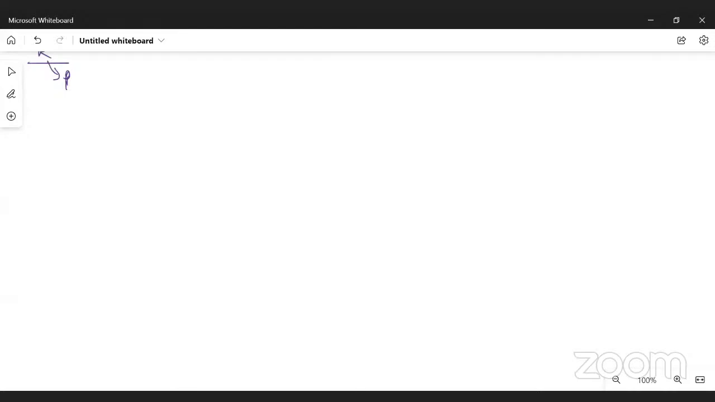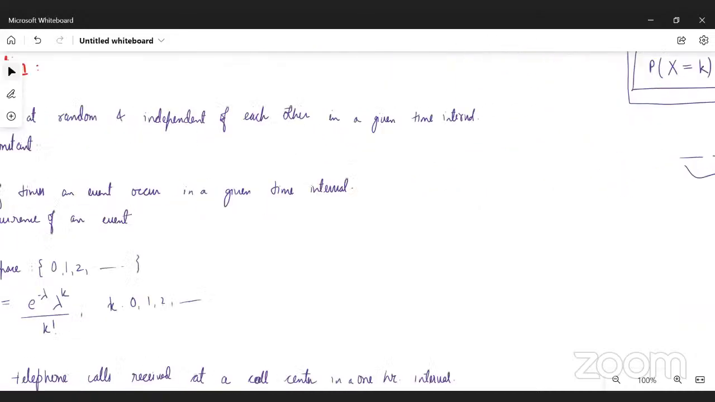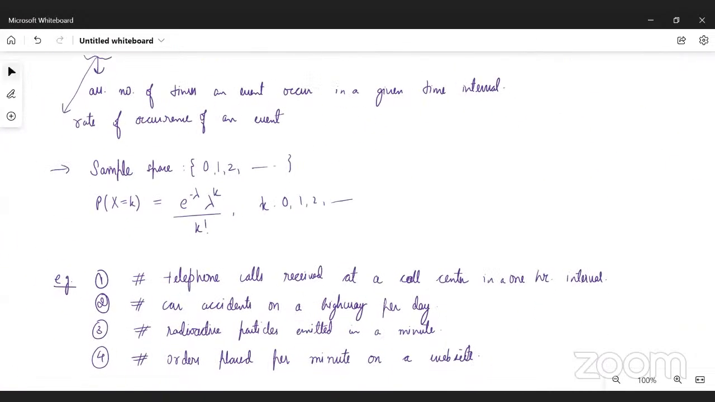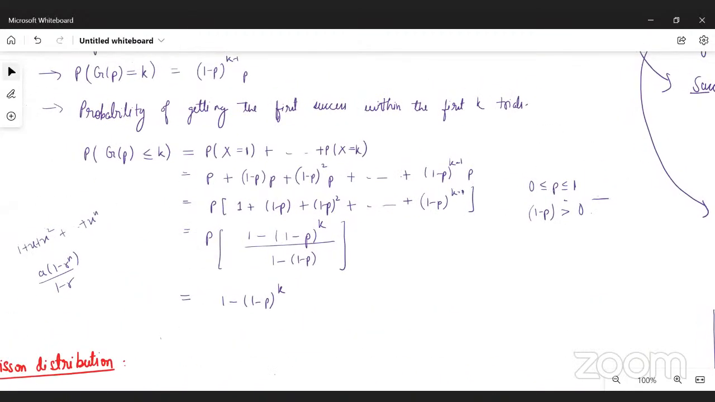Okay, so before that, there is one more concept that was there in geometric. This expression is good to remember. What is the probability of getting the first success within the first k trial?